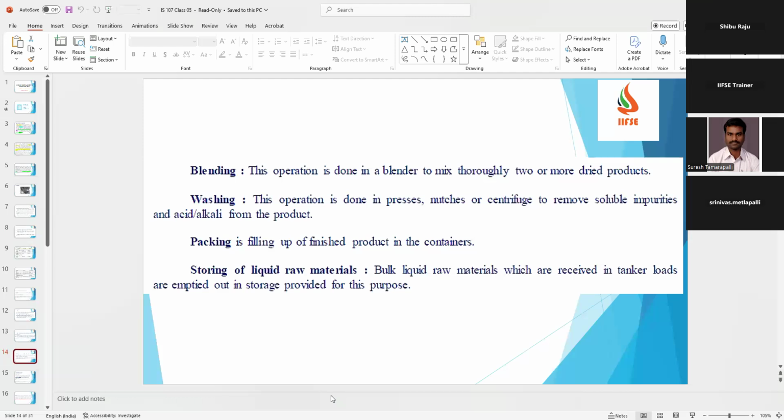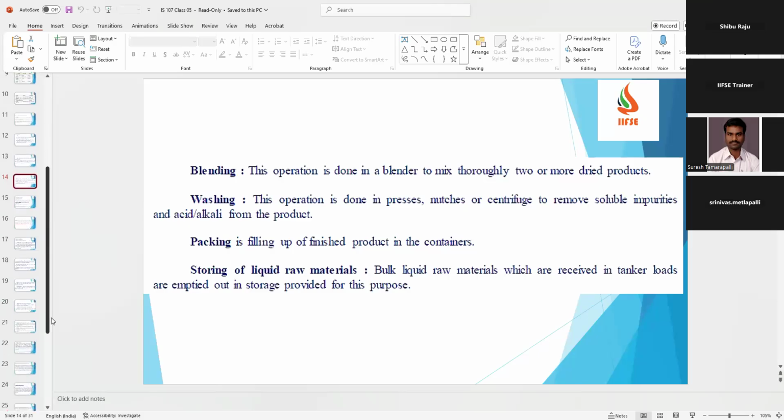Then another operation, which is packing, where the finished product is filled in containers or bags, based on the requirement of the customer. Then storing of liquid raw materials: bulk liquid raw materials which are received in tanker loads are emptied out in the storage provided for this purpose. We have tank farm areas or chemical storage areas where we store these raw materials or bulk liquid materials.